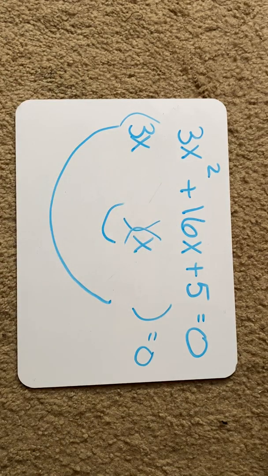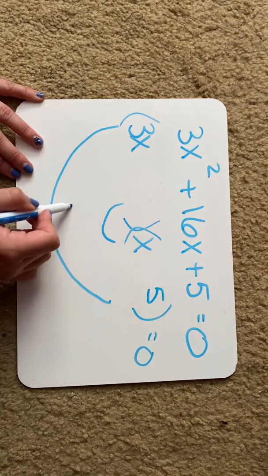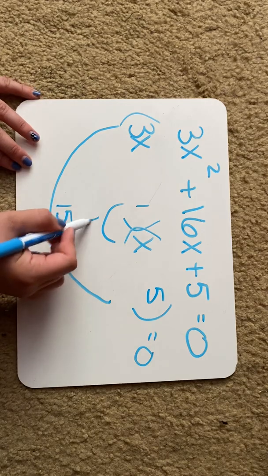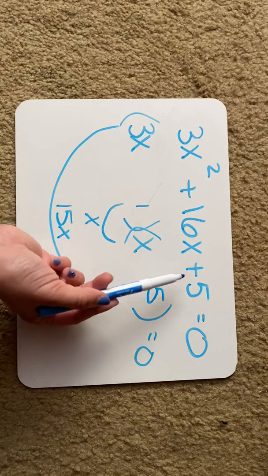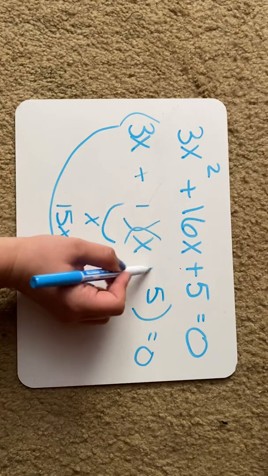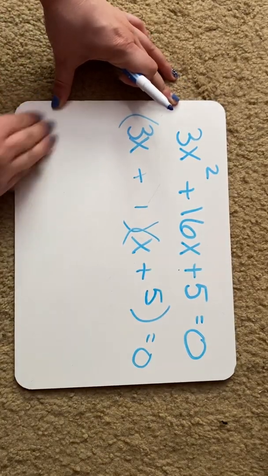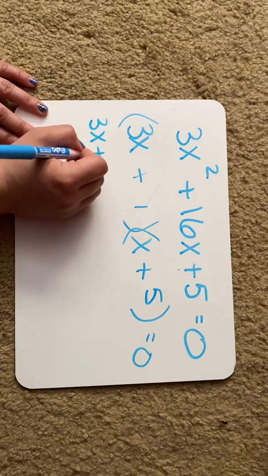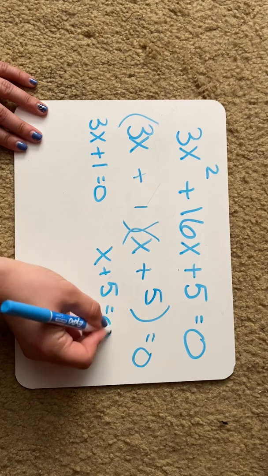So, just thinking out loud here, if we put a 5 here, 3x times 5 gives us 15x. Then 1 times x gives us 1x. 15x plus x gives us our 16x. This means they're the same sign, so we look back and they are both plus. But we're not done. We want to set each one equal to 0. So 3x plus 1 equals 0, and x plus 5 equals 0.